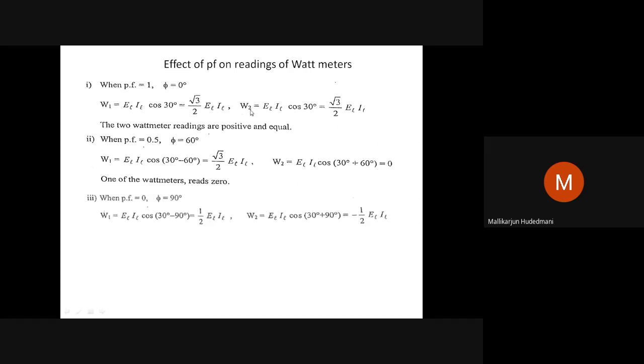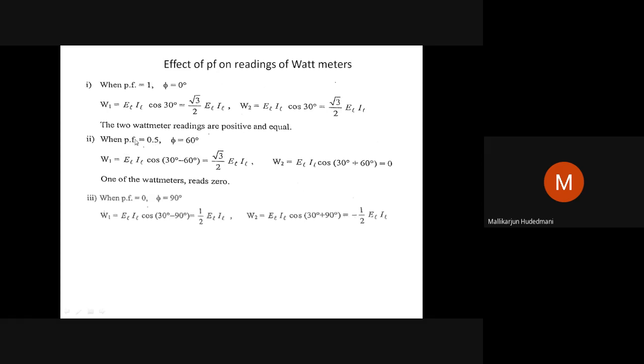Similarly, what is W2? It reads the same, root 3 by 2 ELIL. What is the meaning here? When power factor is 1, both the instrument read equal and positive. Both are positive.